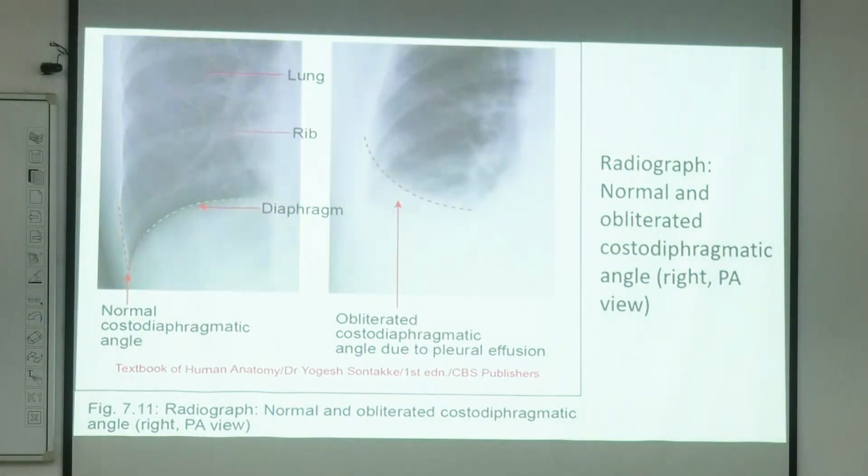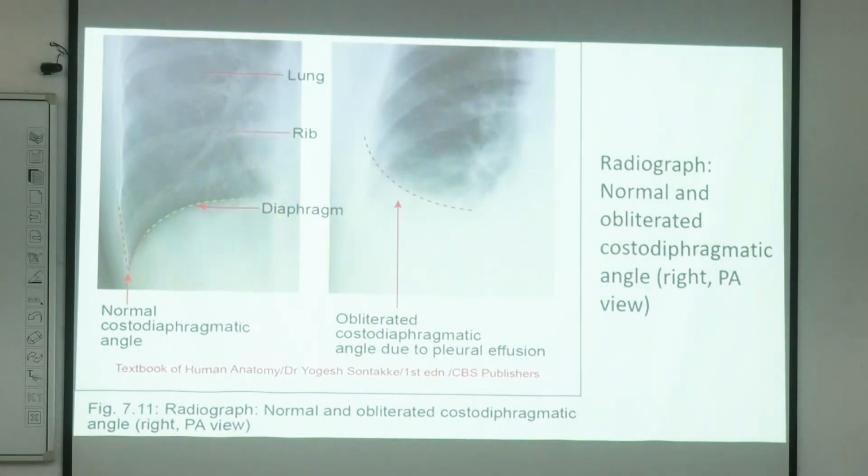Here, this is the normal costodiaphragmatic angle. This angle you can see clearly. This black portion is the lung. This is the dome of the diaphragm. Below it, the liver is present. That's why this is opaque in color.